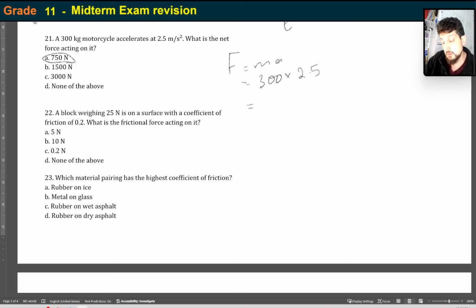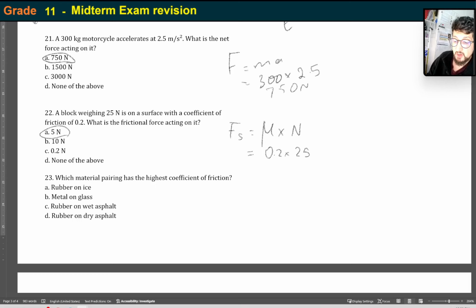A block weighing 25 newtons is on a surface with a coefficient of friction of 0.2. What is the frictional force acting on it? Frictional force is going to equal mu multiplied by the normal force, which is 0.2 multiplied by 25, which is 5 newtons.